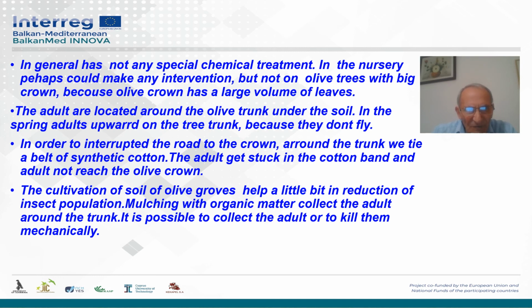The cultivation of the soil of olive groves helps a little bit in reduction of the insect population. Mulching with organic matter collects the adults around the trunk. It is possible to collect the adults and to kill them mechanically.